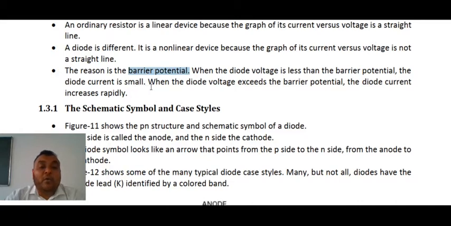Now, when the diode voltage exceeds the barrier potential, the diode current increases rapidly. We saw that in forward bias: if we give more potential than that, the electrons cross the barrier potential and the flow of current starts.